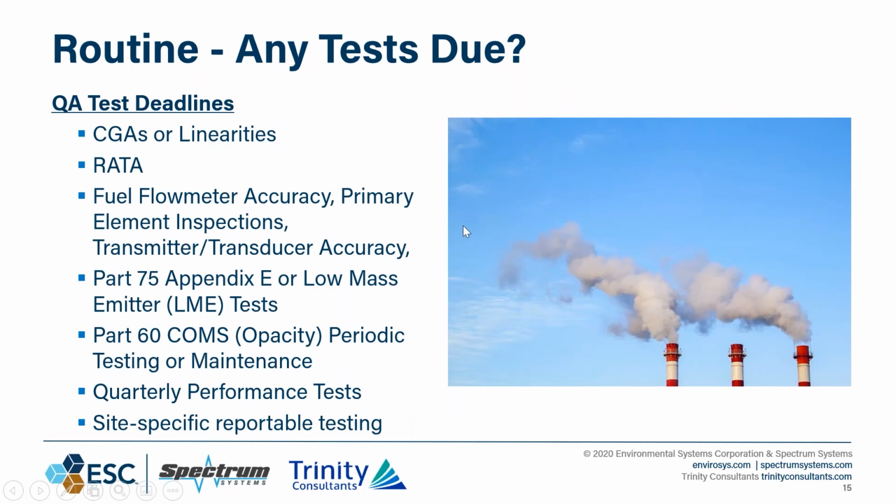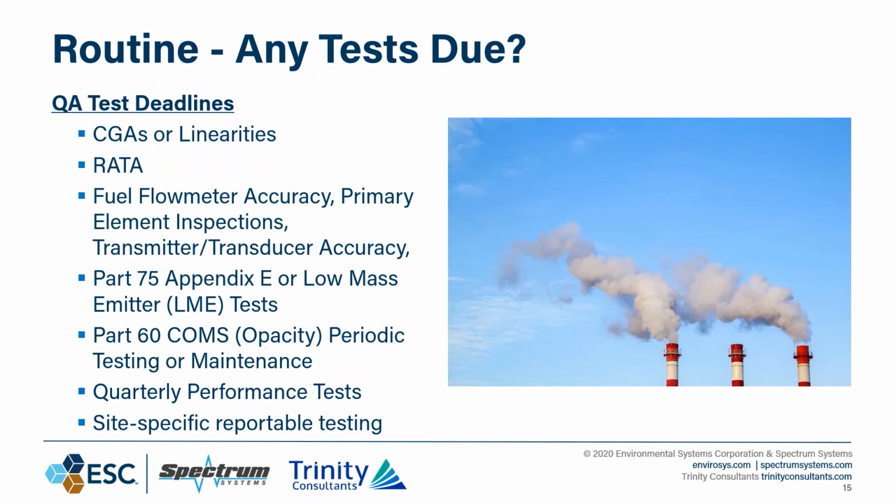So as far as the rest of the routine, do you have any test dates coming up? Any deadlines? Have the cylinder gas audits been performed? Have linearities been performed if you're Part 75? When's your RATA due? What quarter are you supposed to run it? Are you due to perform a fuel flow meter accuracy test, a primary element inspection, or a transmitter transducer accuracy test on your fuel flow meter?